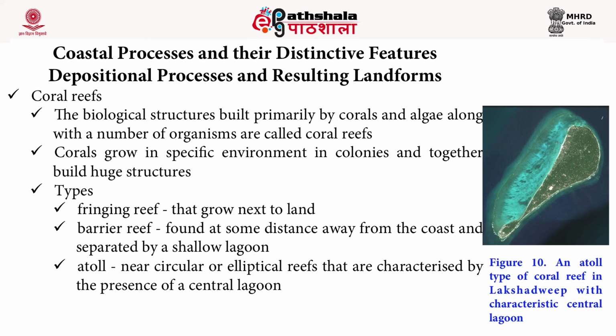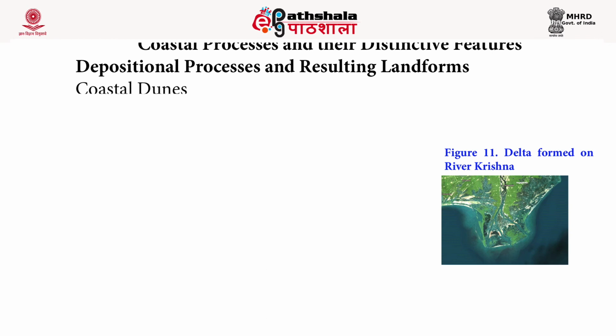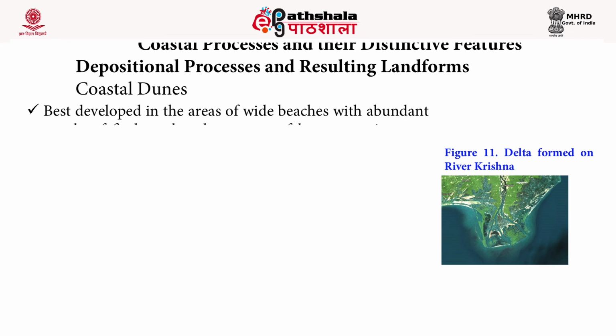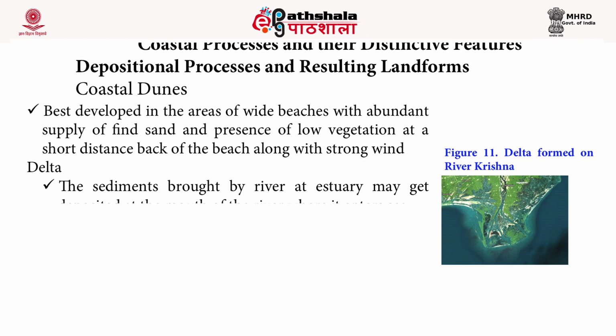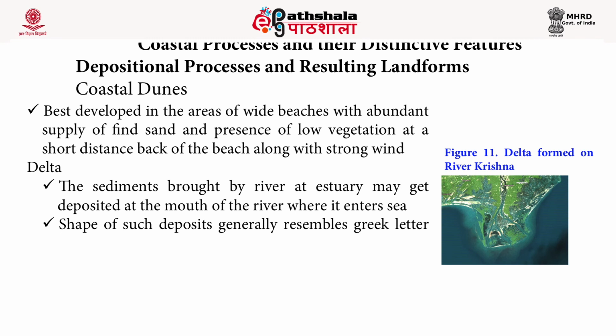Coastal dunes are best developed in the areas of wide beaches with abundant supply of fine sand and presence of low vegetation at a short distance back of the beach along with strong wind. The sediments brought by river at estuary may get deposited at the mouth of the river where it enters sea. The shape of such deposits generally resembles Greek letter delta, hence such features are called delta, as you can see in this figure.